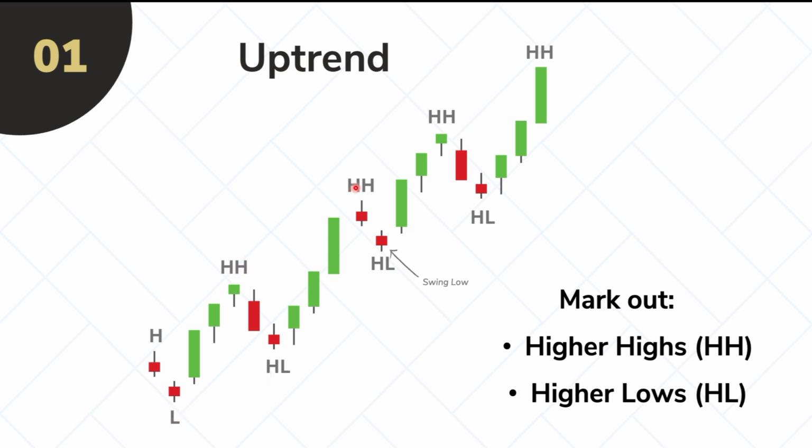Then we make another higher high. Why is this a higher high? Because this high is higher than this high. We make a higher low. Why? This low is higher than this low. Make another higher high, higher low, higher high. And we can do this till infinity.